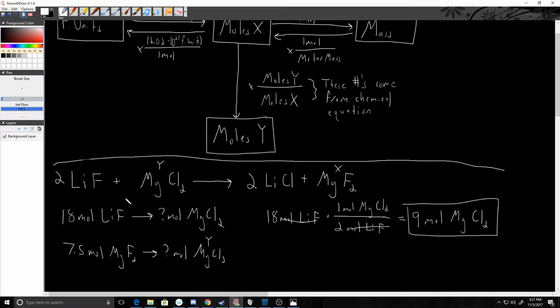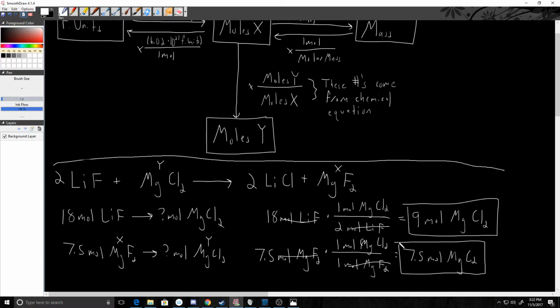Whatever we're given, that's our X. Whatever we're looking for, that's our Y. So write down what we know, 7.5 moles of magnesium fluoride. I take that times some conversion. Moles of Y, what I'm looking for, on top. I'm looking for MgCl2, that's 1 mole of MgCl2. Then moles of X on the bottom, MgF2, once again that's 1. Moles of MgF2 on top, moles of MgF2 on the bottom cancel. The only unit I have left is moles of magnesium chloride. 7.5 times 1 divided by 1 is still 7.5 moles magnesium chloride.